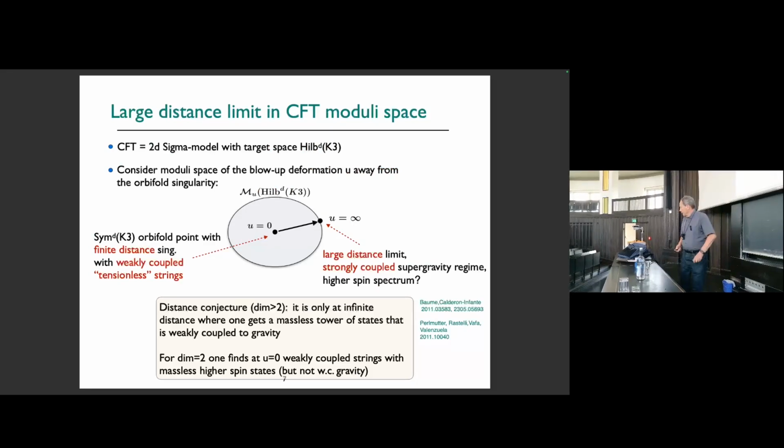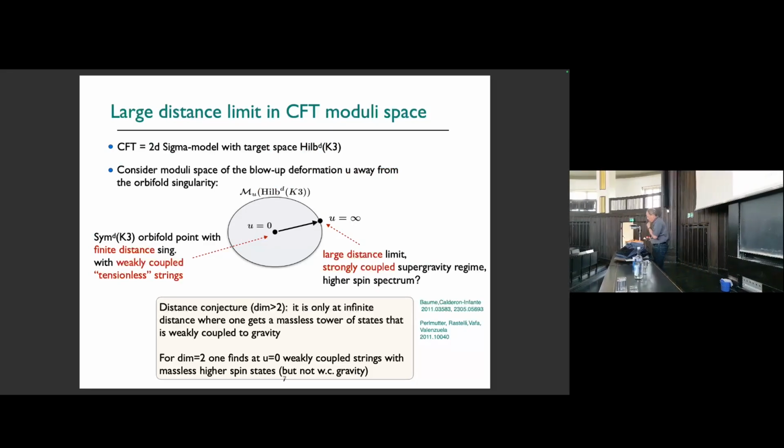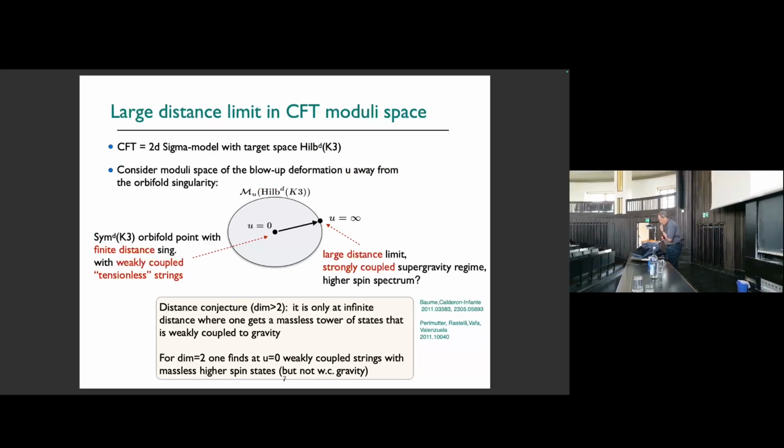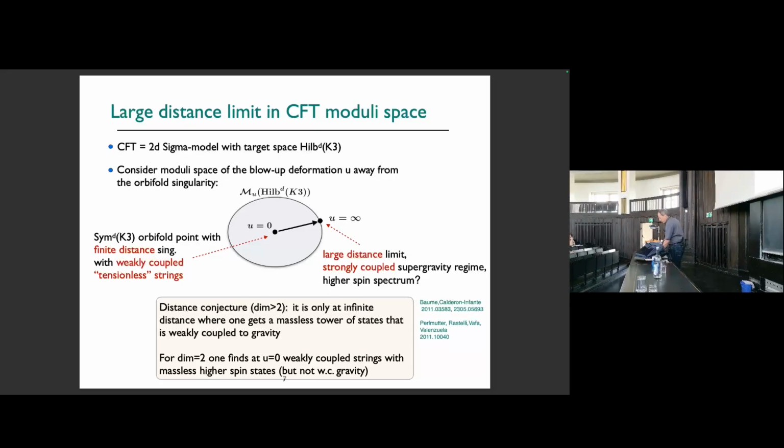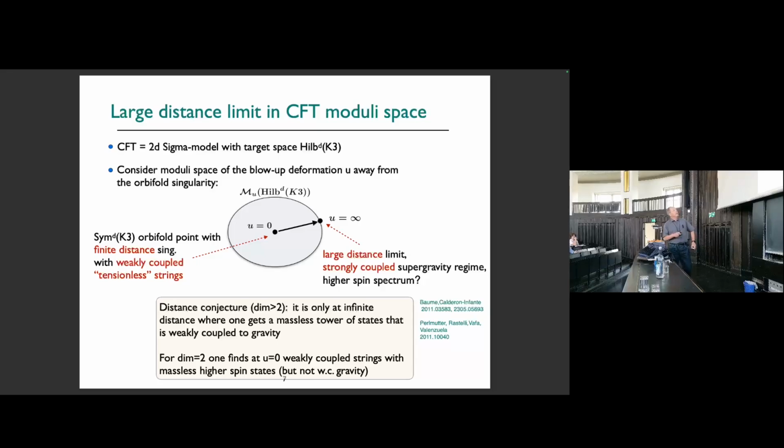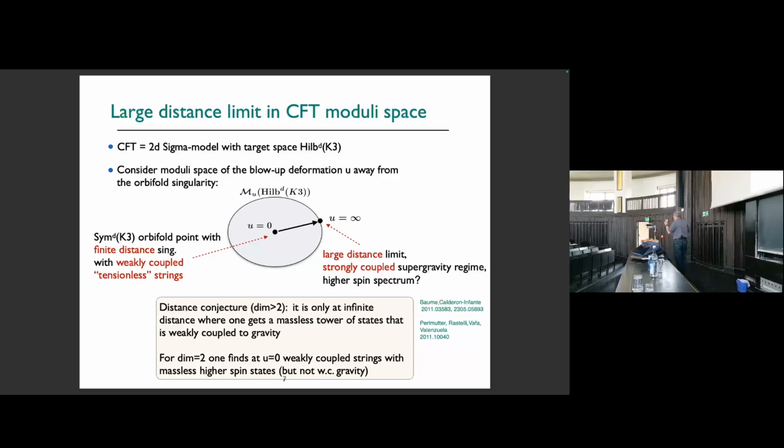Okay, so one has to set up some kind of perturbation theory. So we have a moduli space of the theory. Yeah? So we complexify U here. And at the origin, we have this kind of symmetric orbifold point, and it's known that there is a tower. It's called a tensionless string, but it's not quite a good wording. I mean, it's a string with some tension, but it has infinitely many massless higher spin excitations.